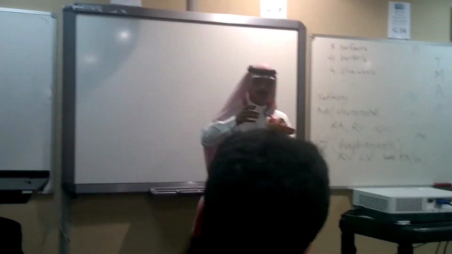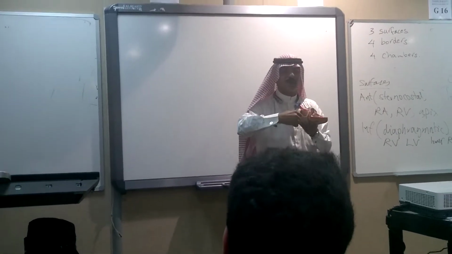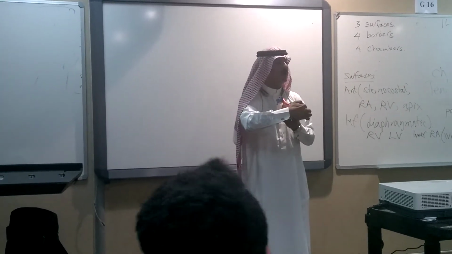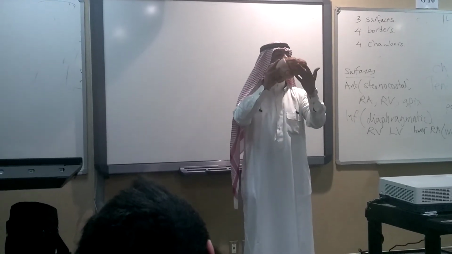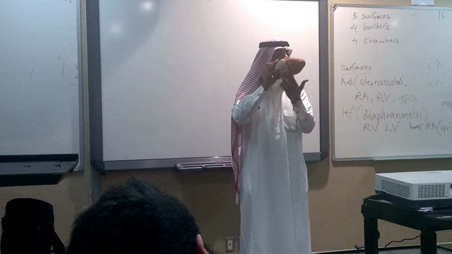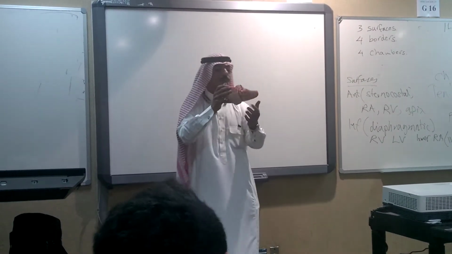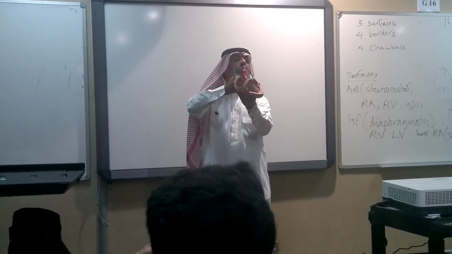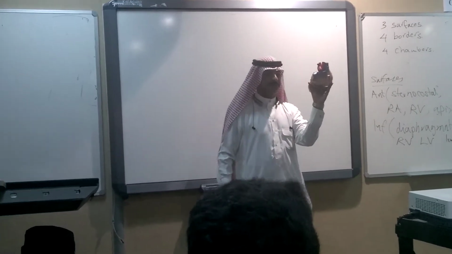The heart has three surfaces: the sternocostal surface, formed by the right atrium, right ventricle, and apical part of the left ventricle; the inferior or diaphragmatic surface, formed by the two ventricles, plus the lower part of the right atrium, where the inferior vena cava opens; and a posterior surface or base of the heart, formed by the left atrium.